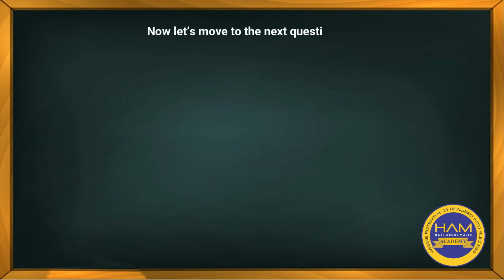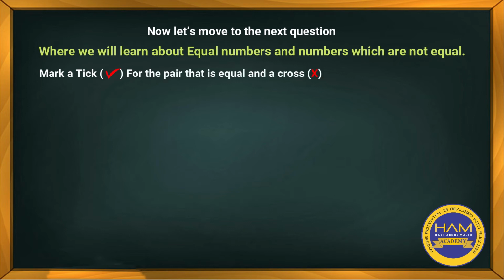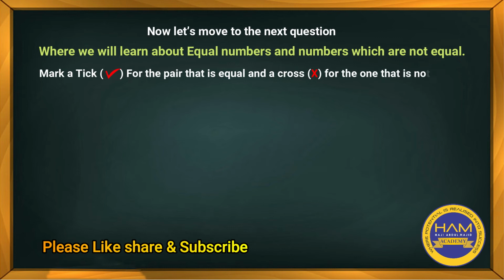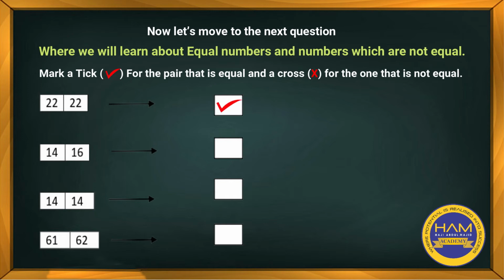Now let's move to the next question where we will learn about equal numbers and numbers which are not equal. Mark a tick for the pair that is equal and a cross for the one that is not equal. The first question is 22 and 22. Both sides are equal as they contain the same number. So we will mark a tick.